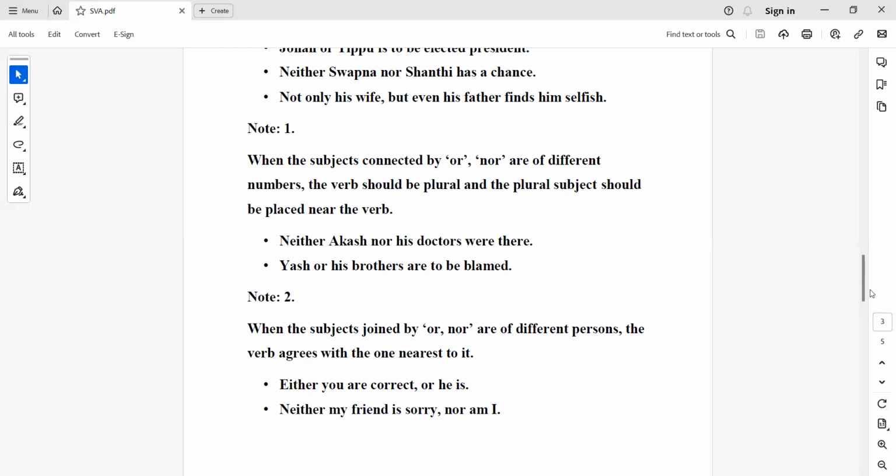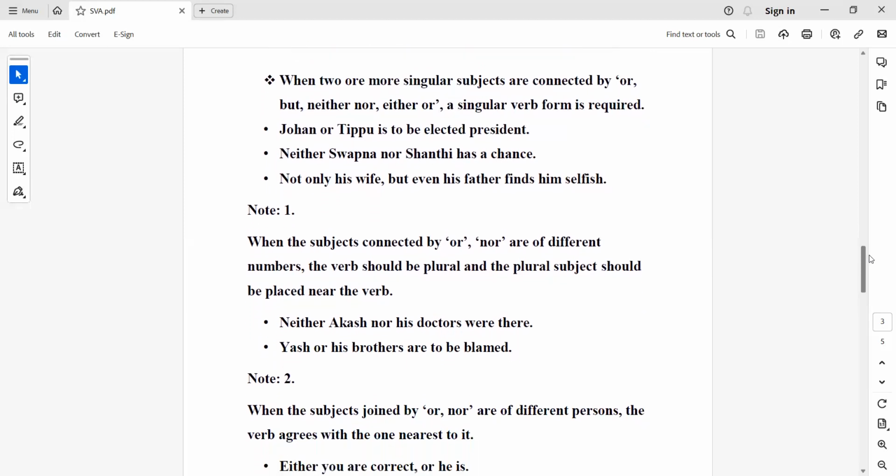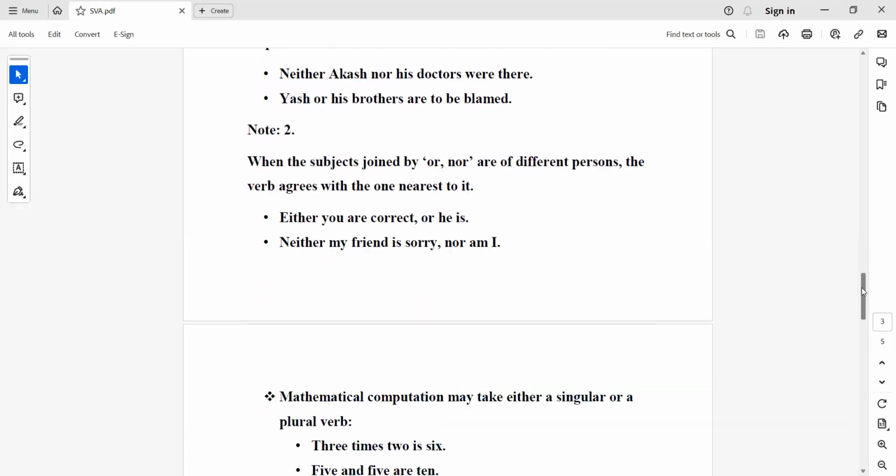In the next one, when the subjects joined by or, nor, are of different persons, the verb agrees with the one nearest to it. Either you are correct or he is. Neither my friend is sorry, nor am I. So I hope this would give a better understanding of note 1 and note 2, how it differs with the use of singular and the plural verb.